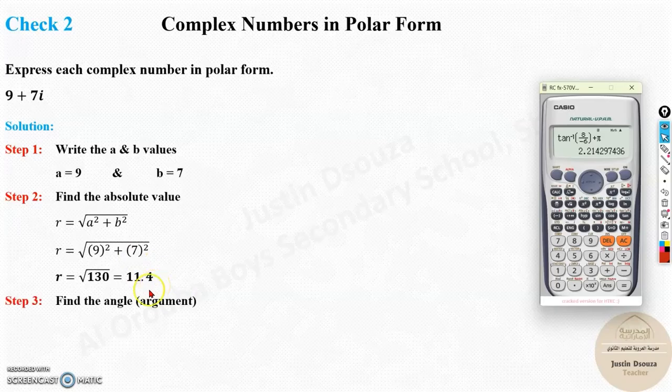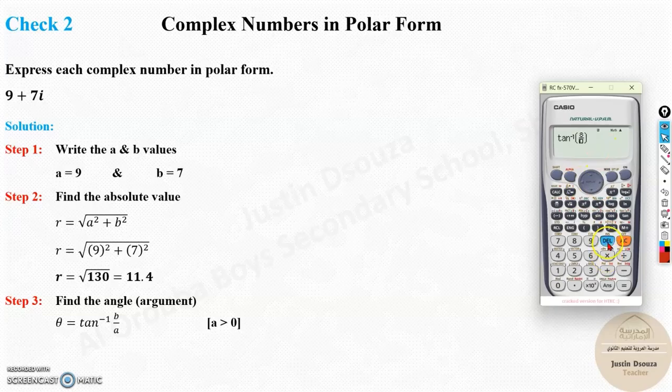Now what next? That is the angle theta. Remember over here the a value is positive, so there is no pi. See, this pi extra was there because a was negative in the last problem. In this, it is positive, so no pi. It is just b by a.